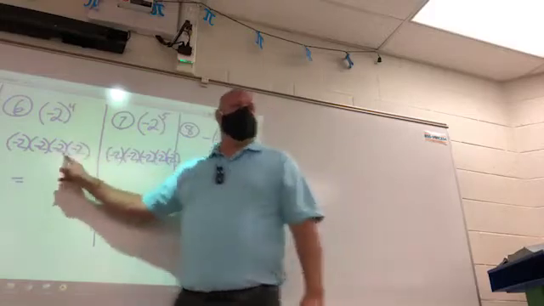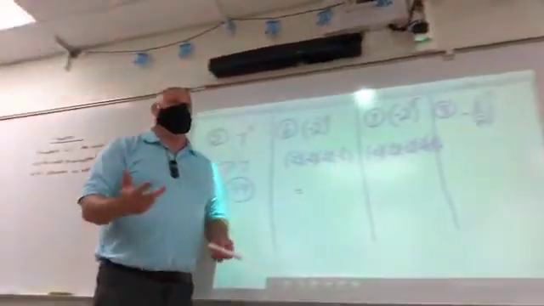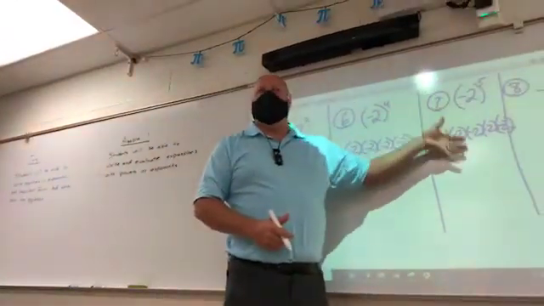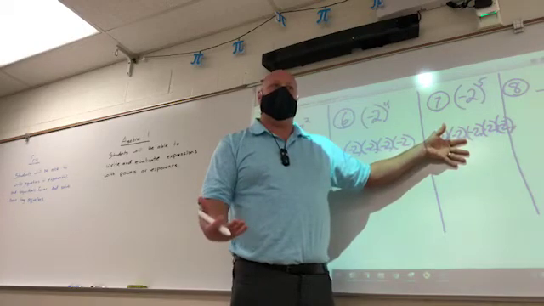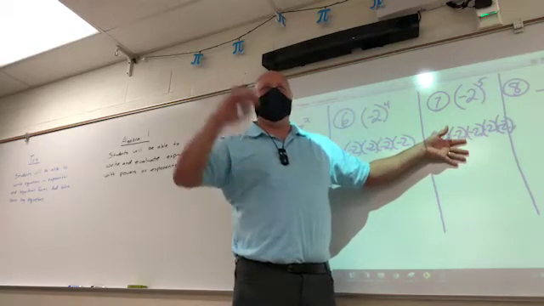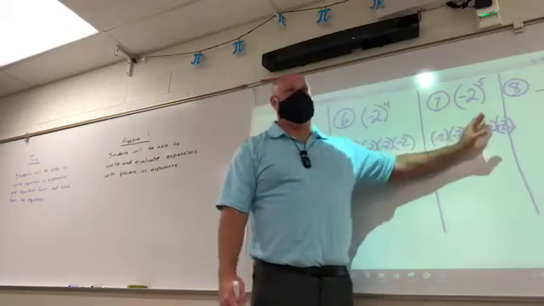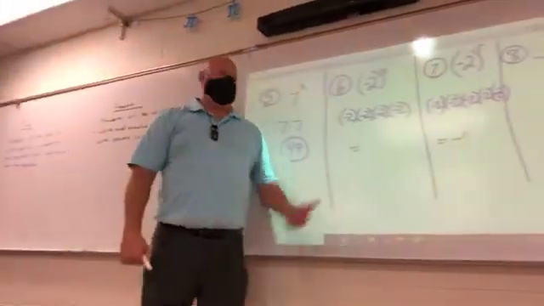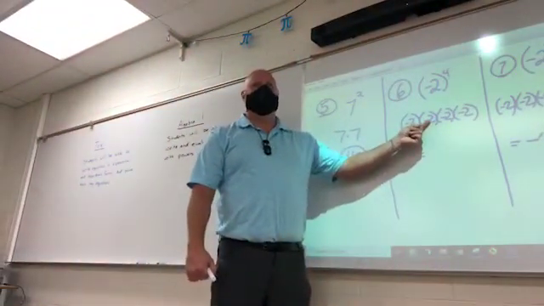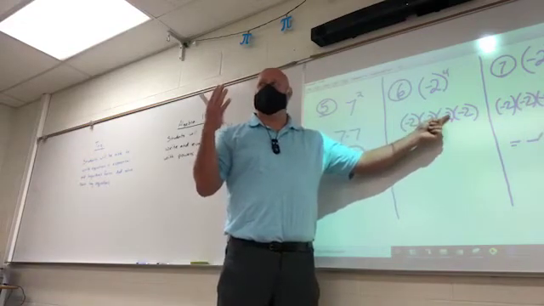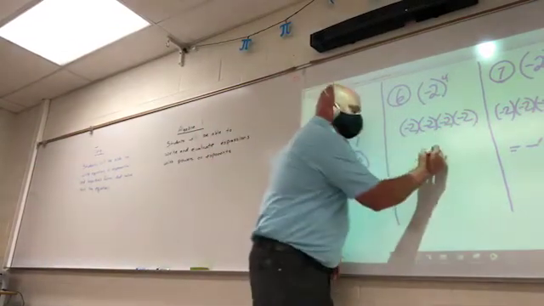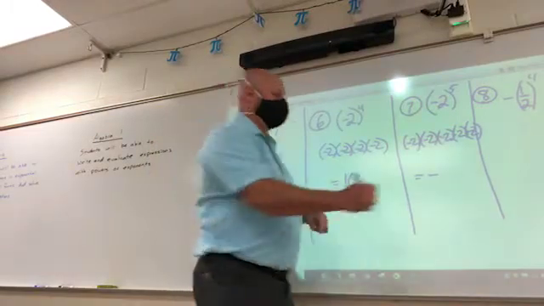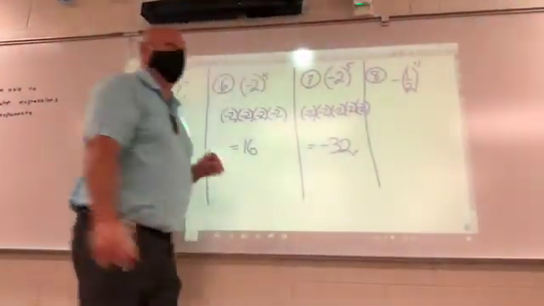If I have an even number of negative signs, the answer is always going to be positive. If I have an odd number of negative signs, the answer is going to end up being negative. If it's even, it's positive. If it's odd, it's negative. Okay? And then it's just a matter of what is 2 times 2 times 2 times 2? 16. So this one's going to be positive 16. This one has another times 2, so it's negative 32.